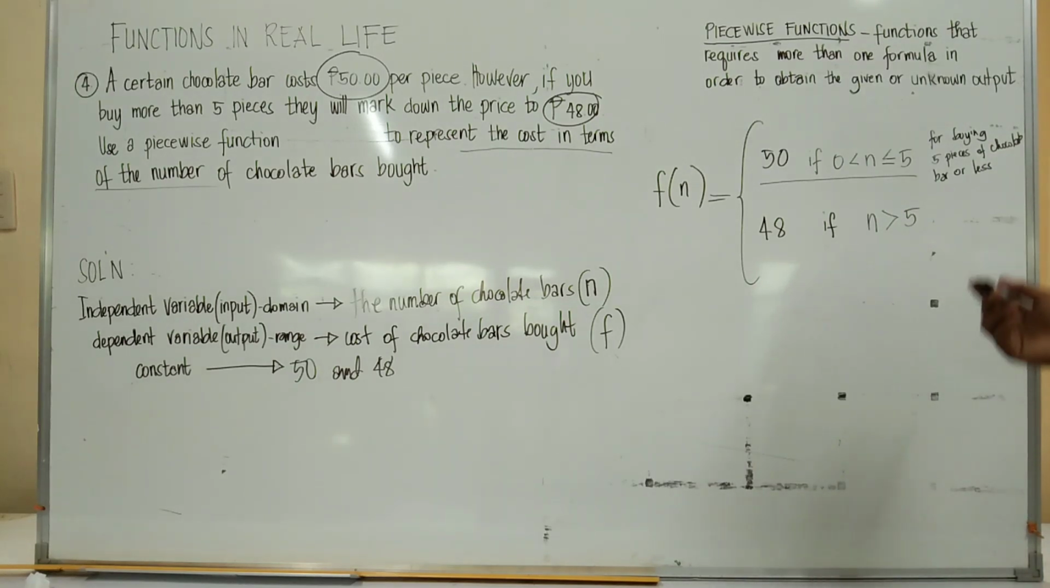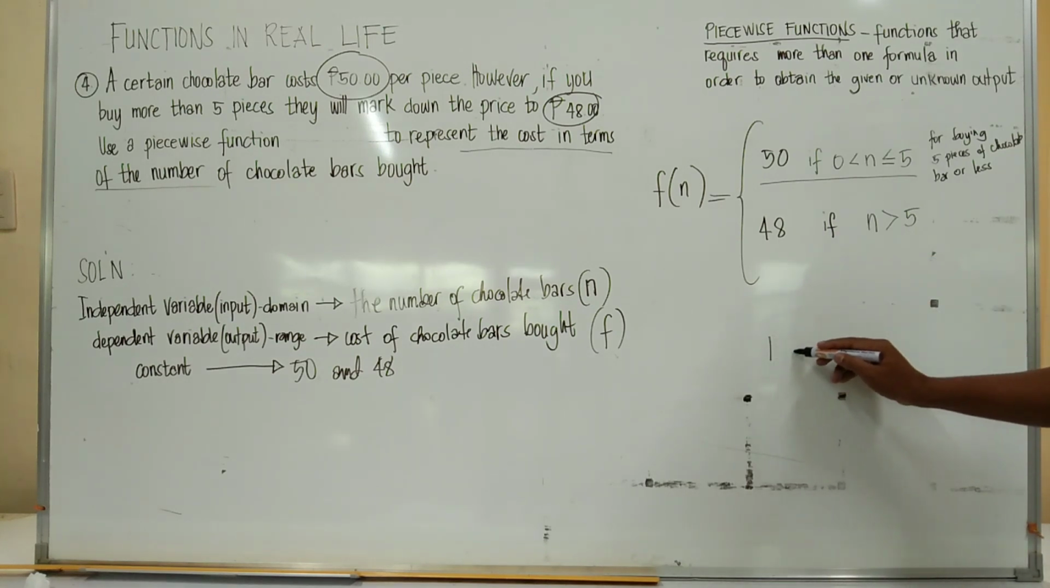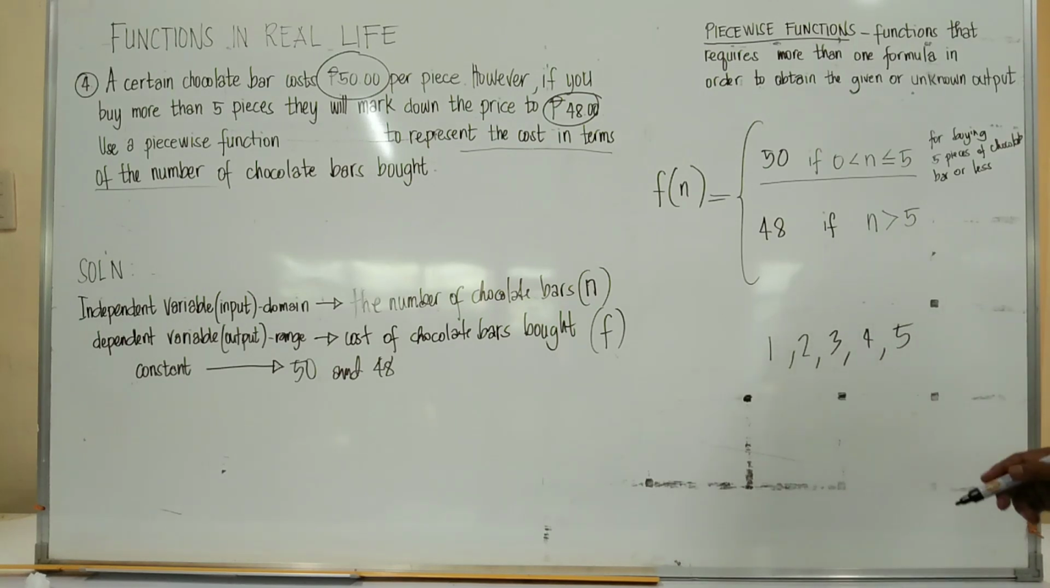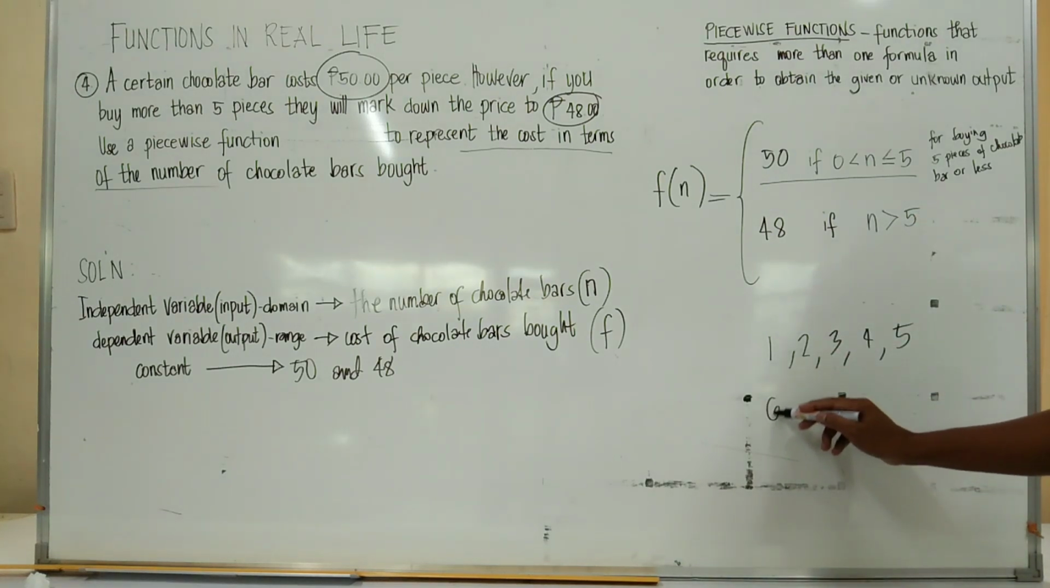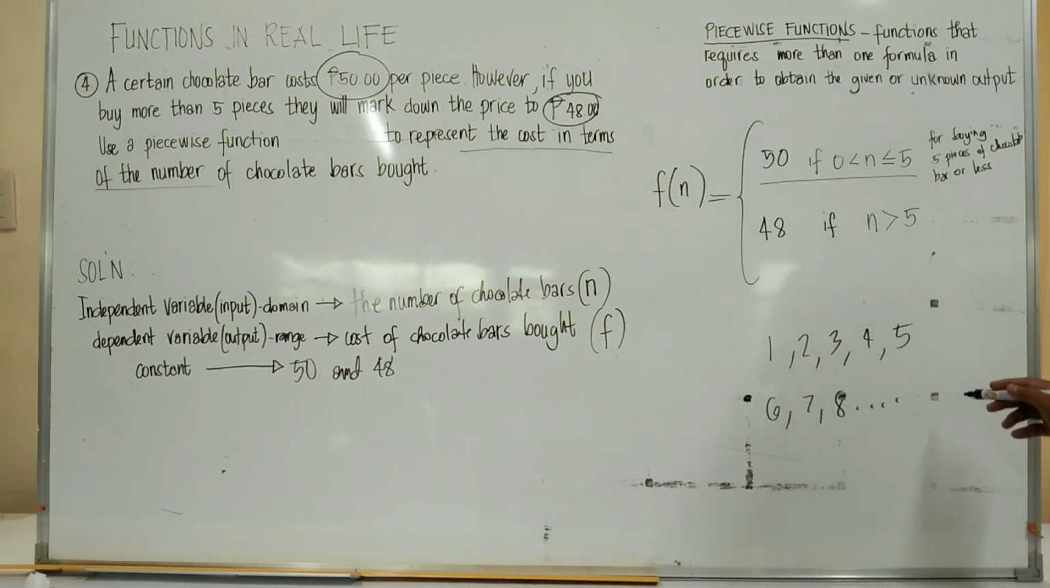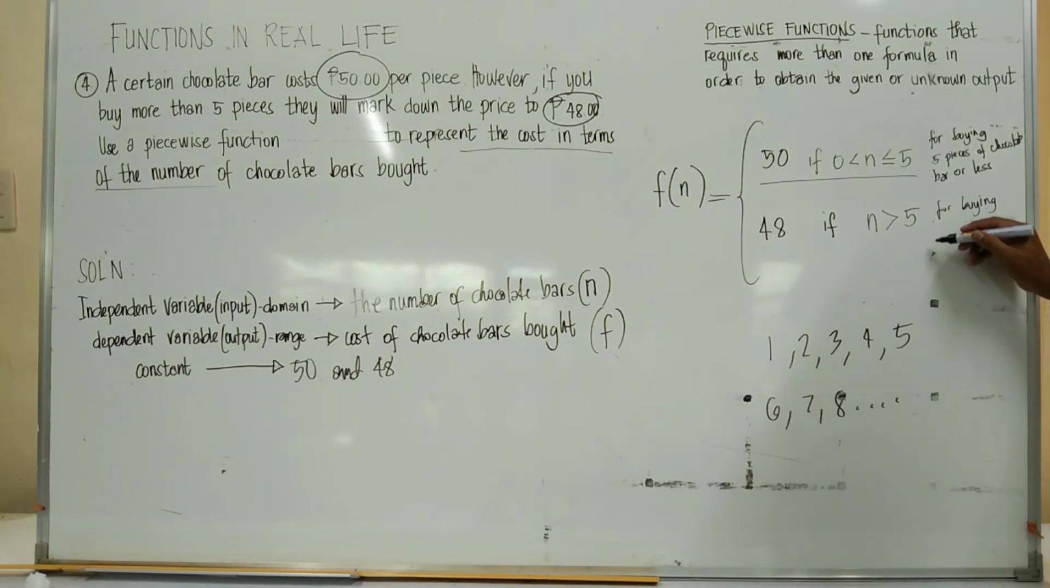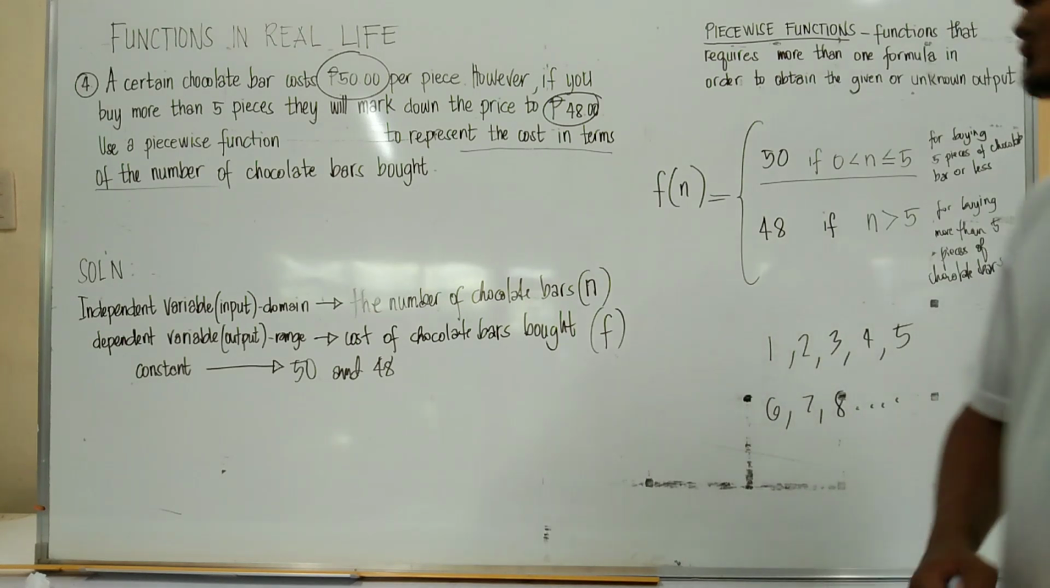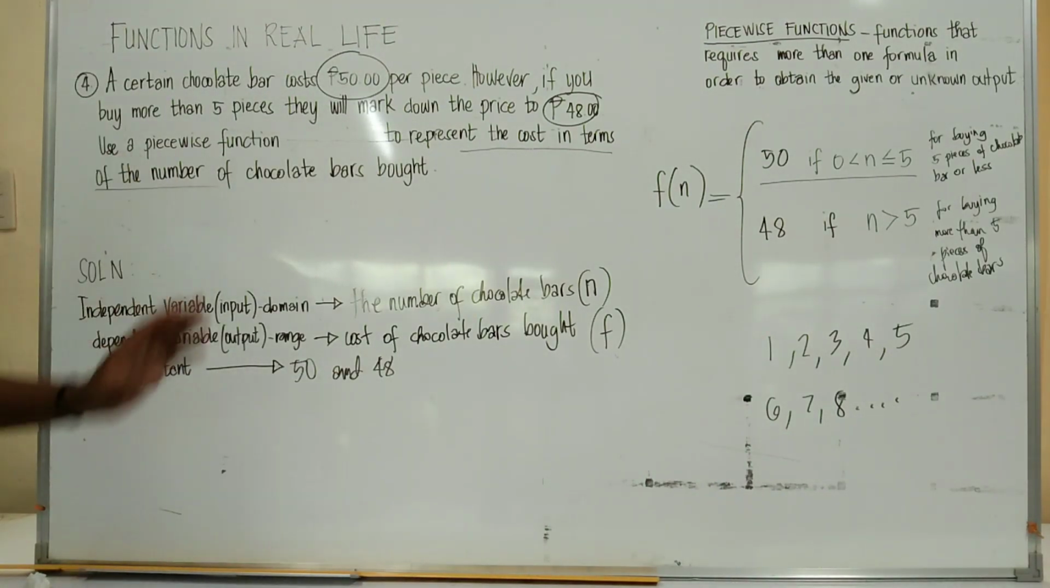So by common sense, we will pay 50 pesos per piece of each chocolate bar if we will buy 1, 2, 3, 4, and 5. You will pay 50 pesos each. But if you will buy more than 5, of course, it will be 6, 7, 8, so on and so forth. You will pay 48 pesos for each. Okay? So I hope that it's clear. Okay, so that will be about functions in real life as well as writing functions such as piecewise functions.